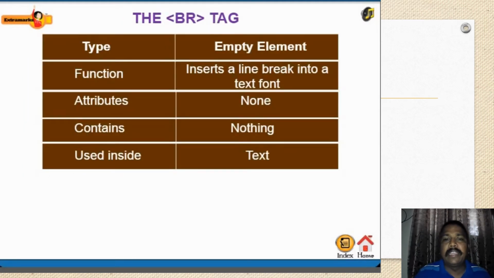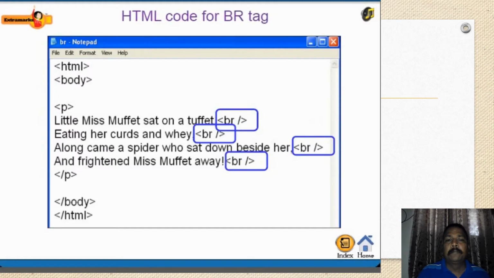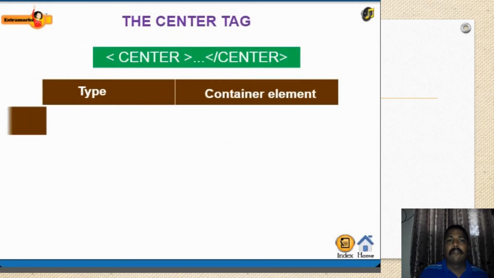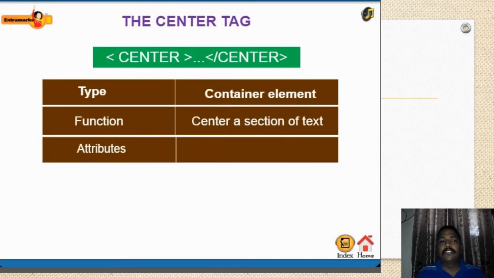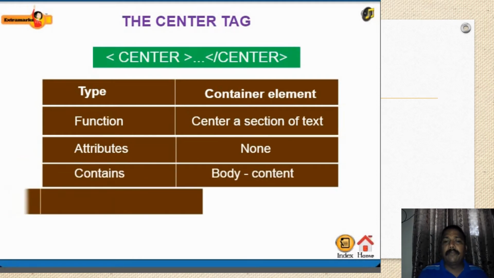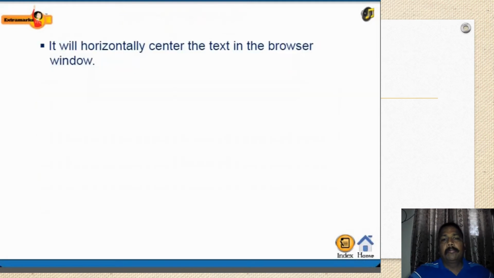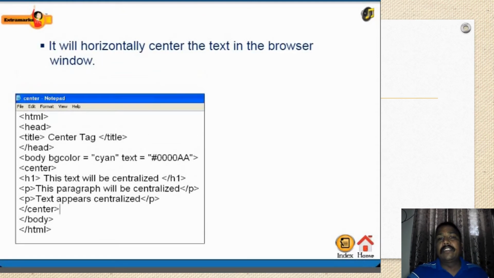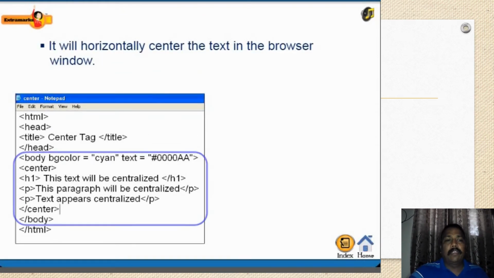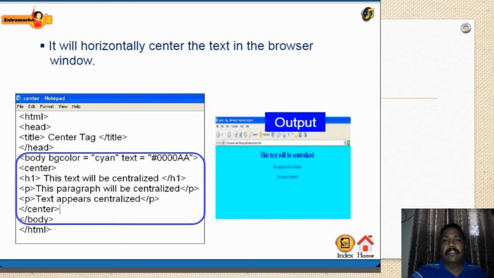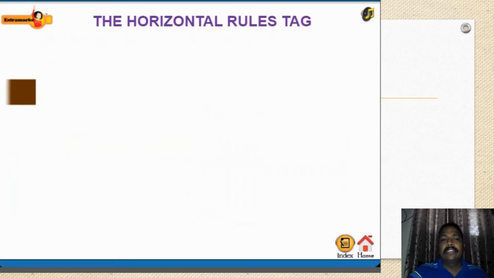The next tag is BR. It is an empty element and BR is used for breaking the line. The text following the BR tag starts from a new line. Center tag. The center tag is used to centralize an image or text. Basically, it is used with an image. It will horizontally center the text in the browser. Look over here. We have used a center tag and the text is horizontally centered in the page.